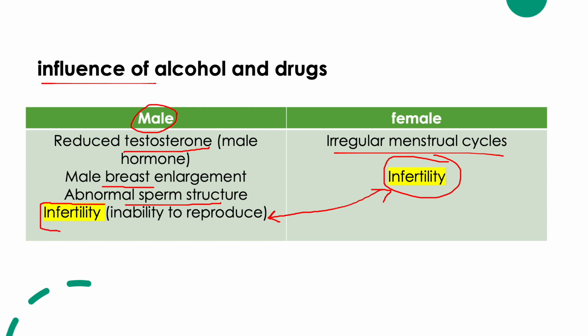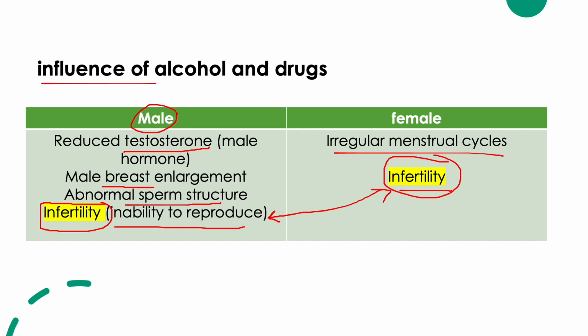Infertility is the inability to reproduce. So they become unable to produce sperm or egg, and then reproduction will be affected, or there will be no reproduction at all. That's what we call infertility. With that, we reach the end of topic 7.4 as well.